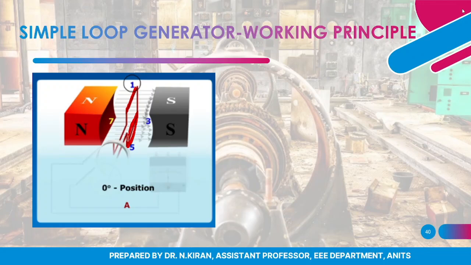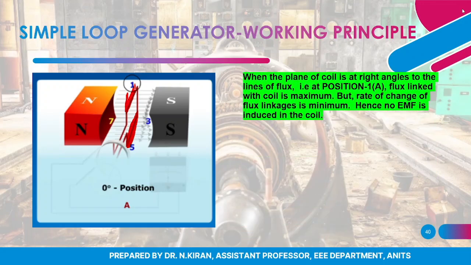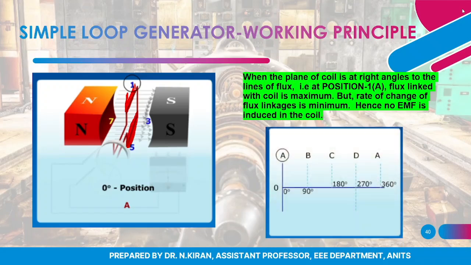So in my single loop I'll have 2 conductors, and my 2 conductors are present here, as you can see. In this position you can see the plane of the coil is exactly at right angles to my flux lines, and the flux linking with the coil will be maximum, but the rate of change of flux linkages will be minimum. Hence in this position my EMF will be 0. So in position A, my EMF will be 0.